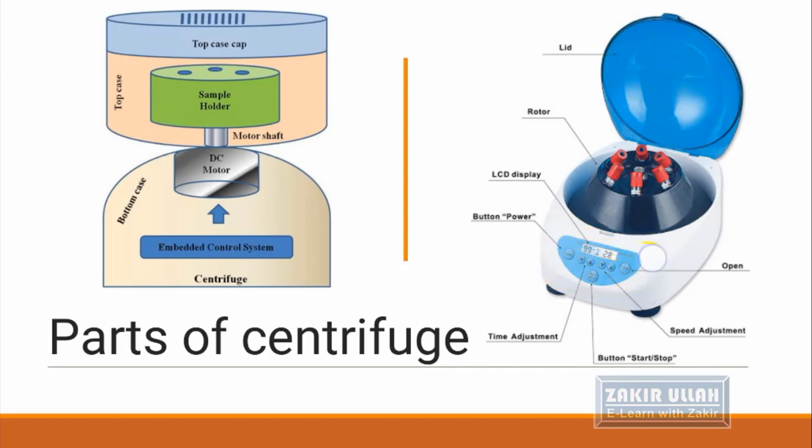This display shows us the speed and the time, and beside the display there are the speed decrease and increase buttons, and also the time increase and decrease buttons. There is the lid open and close button, and on the base there is a start/stop button with which we can start or stop our centrifuge manually. So these are the different parts of the centrifuge. Hope you have known all the parts of the centrifuge.